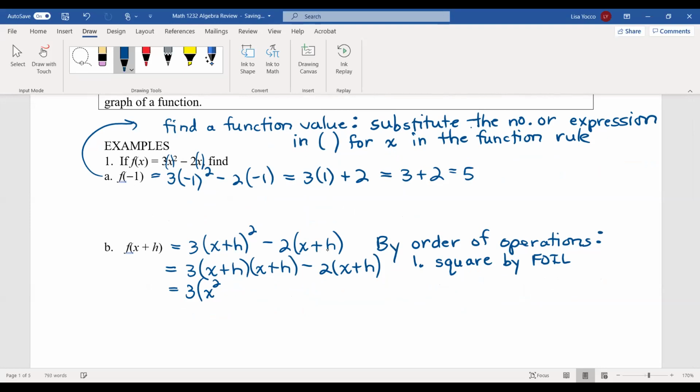So by FOIL, I get x squared. The outer product is hx. The inner product is hx. And the last, or the product of the last terms, will be h squared. All right, so that's what I'm saying, that's squaring by FOIL. Second step is to remove the parentheses by multiplying.